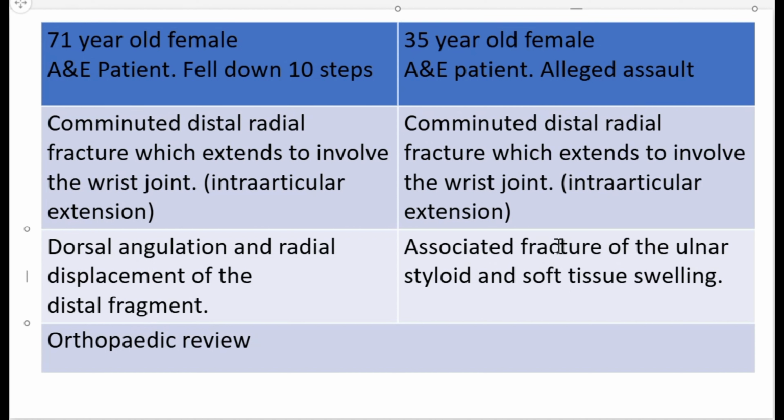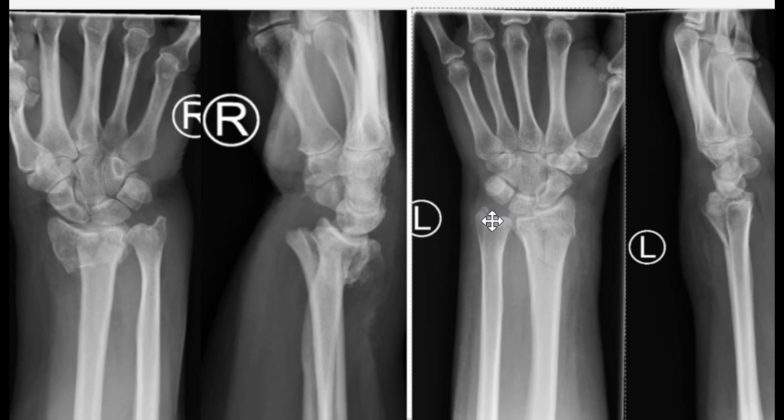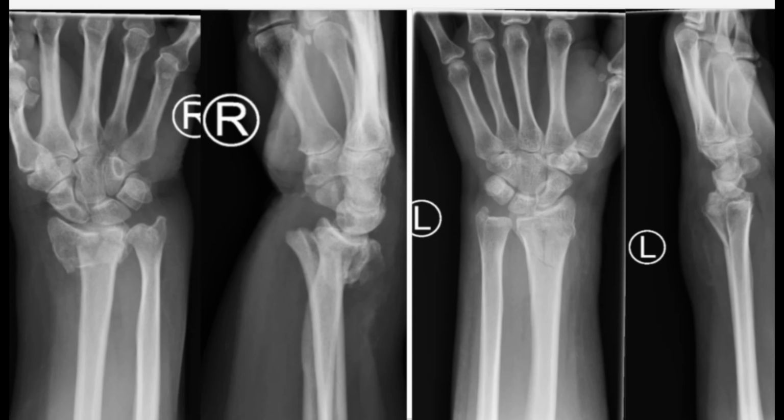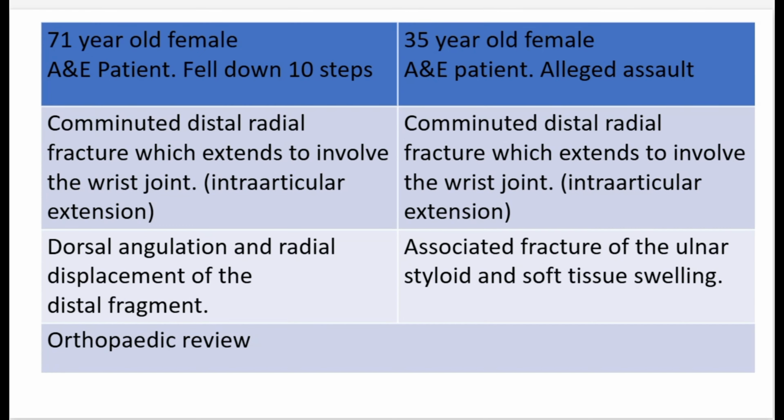There is an associated fracture of the ulnar styloid. Can you see the fracture line here in the ulnar styloid process? This is the normal ulnar styloid process and this is the fracture line. So there is an associated avulsion fracture of the ulnar styloid process, and soft tissue swelling. And the management here also is orthopedic review.